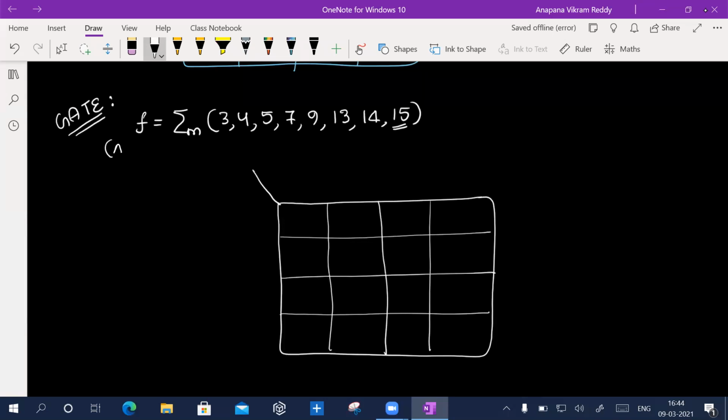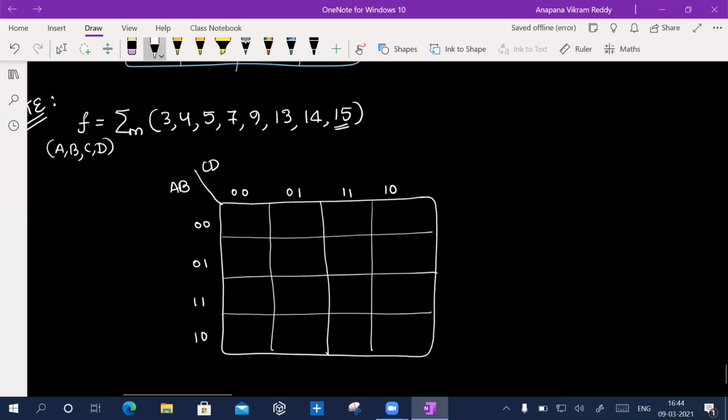Let me take 4 variables as A, B, C, D. F of A, B, C, D. So A, B, C, D: 0, 0, 0, 1, 1, 1, 1, 0, 0, 0, 0, 1, 1, 1, 1, 0. See, you can also take this one like this.